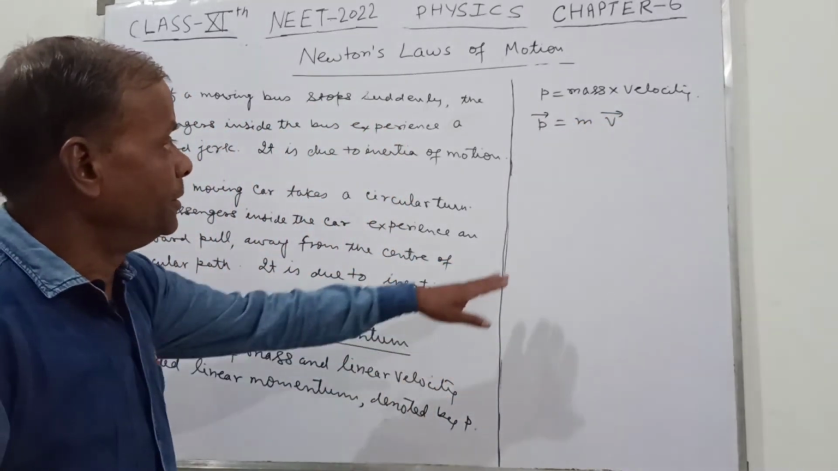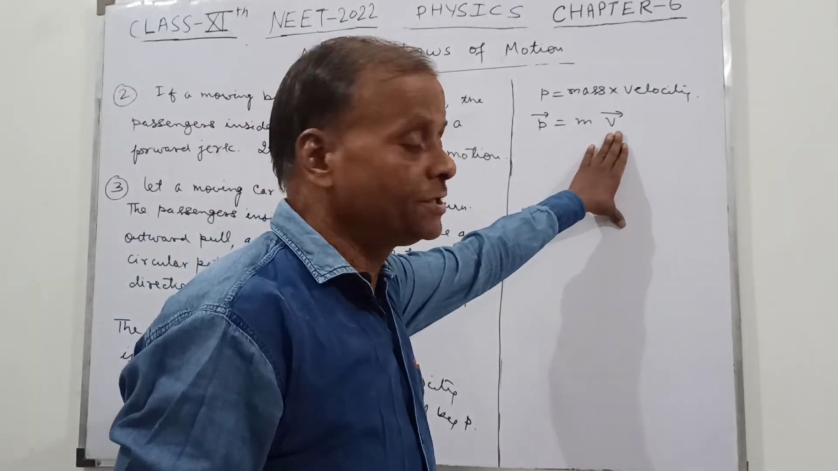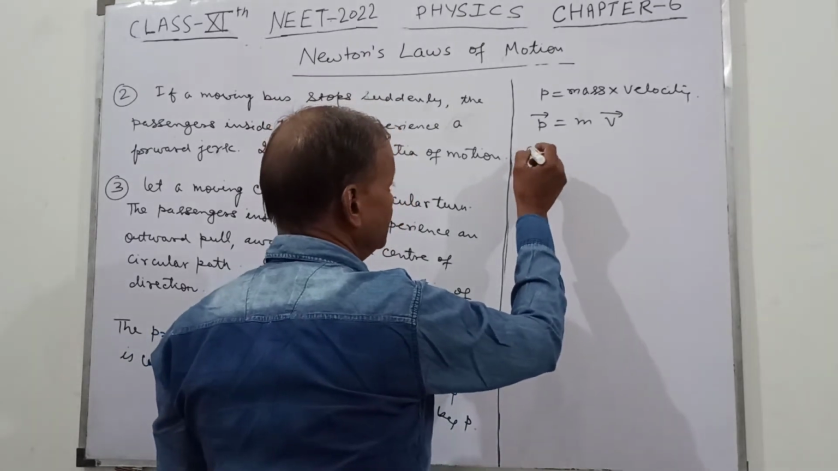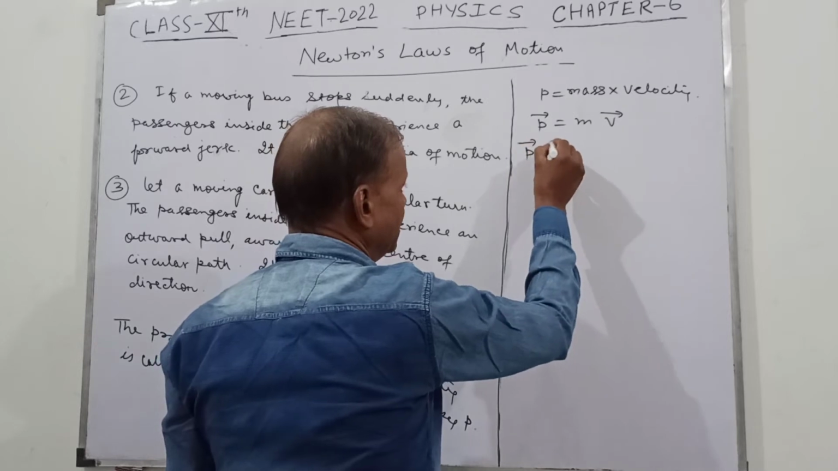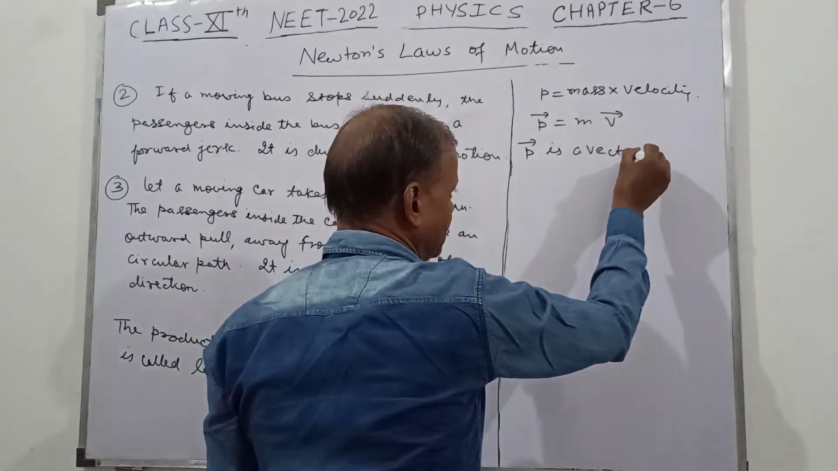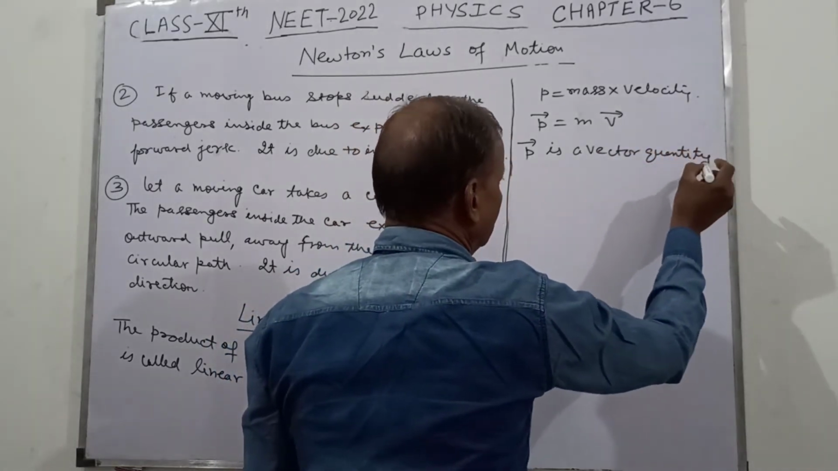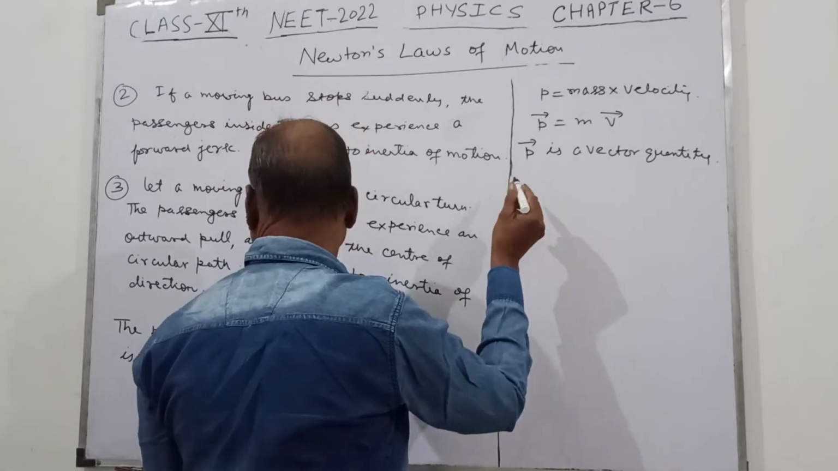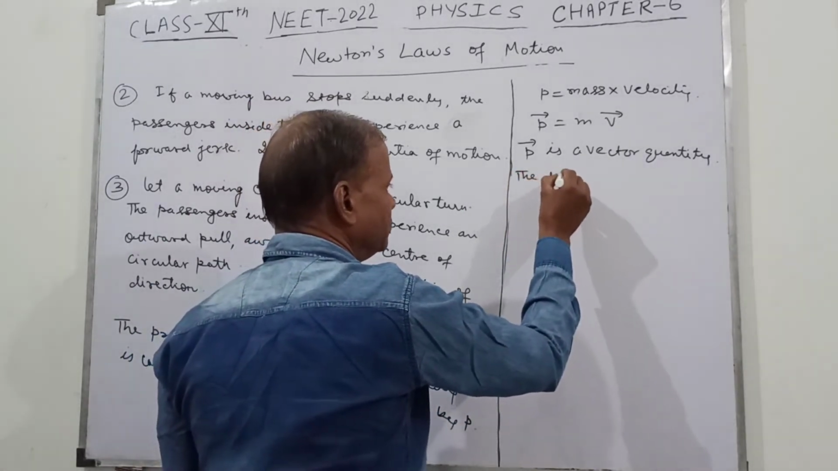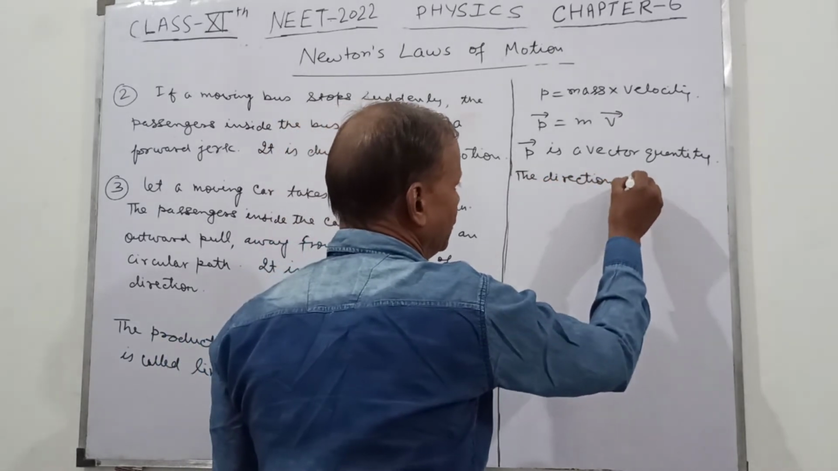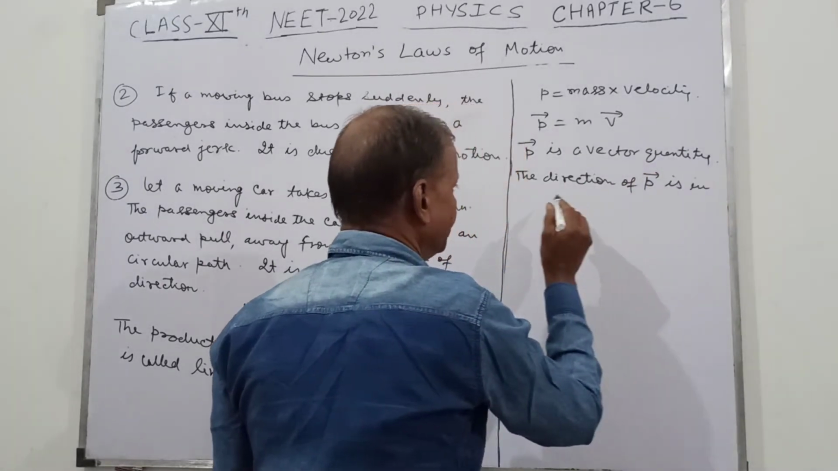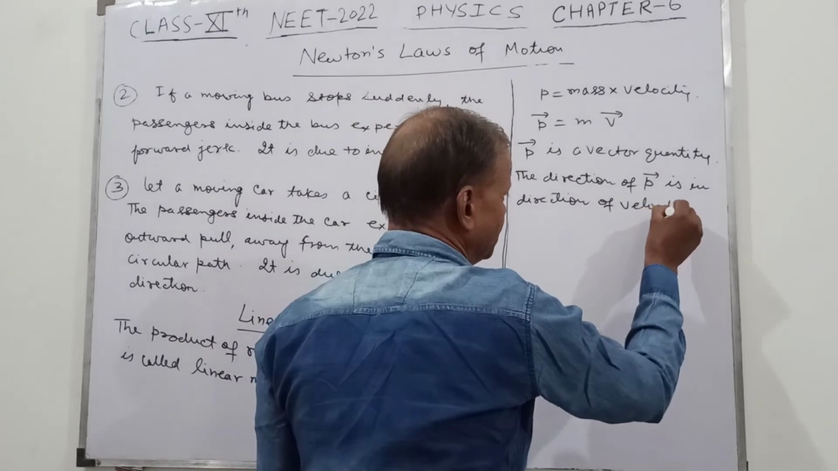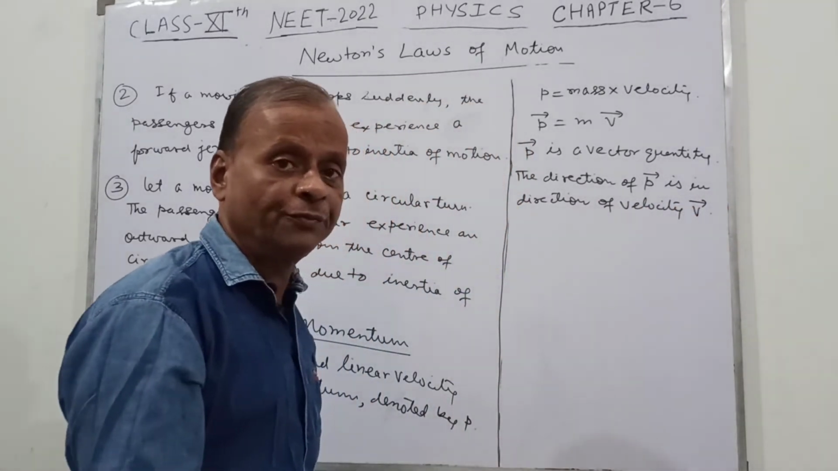P is a vector quantity. Here the mass is a scalar quantity and velocity is a vector quantity, so this P is a vector quantity. What will be its direction? The direction of P is in the direction of motion, in the direction of velocity v. It means P and v are both parallel.